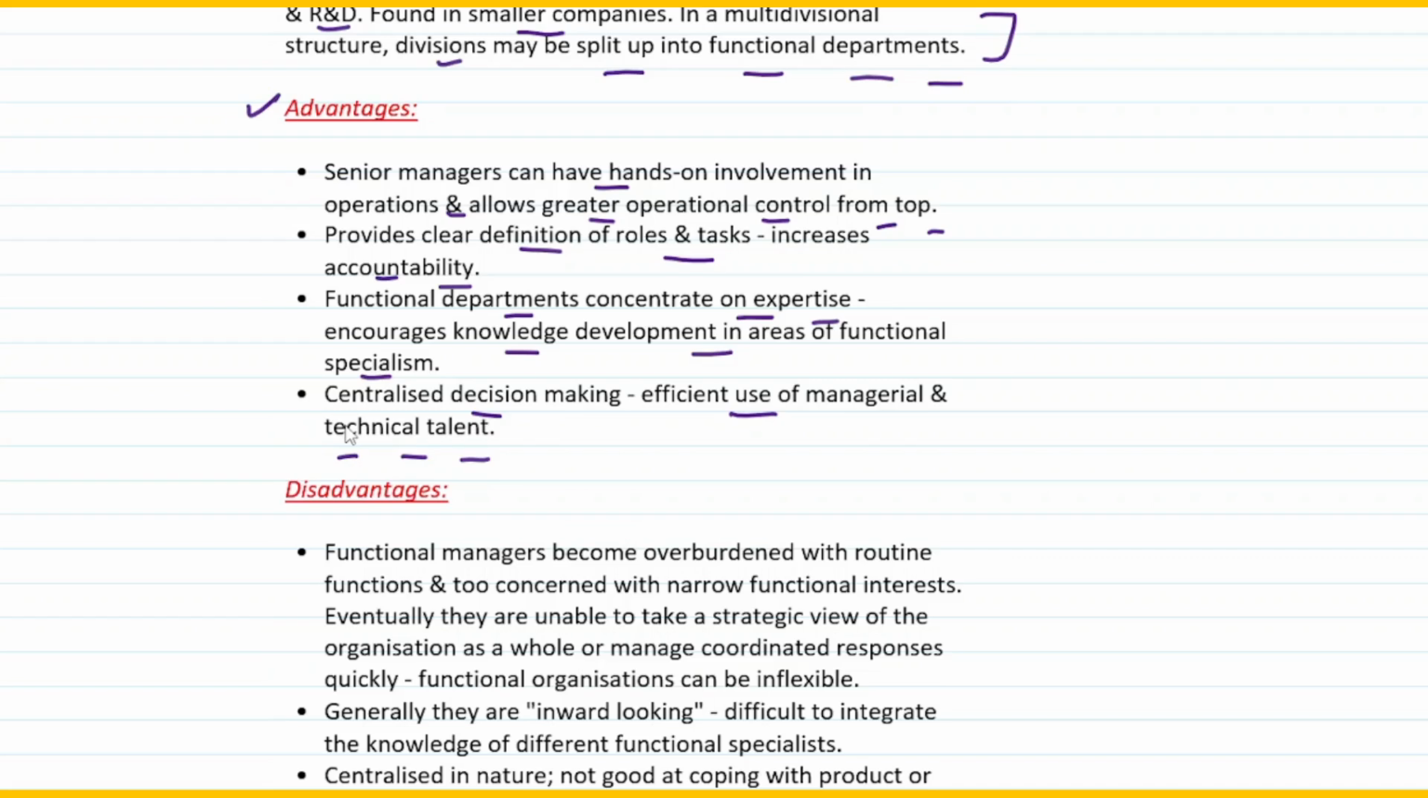First of all, senior managers will have hands-on involvement. That means they will have direct control over the operations, and they will also be involved in day-to-day activities on a regular basis. It also provides clear definition of roles and tasks, and it also increases accountability. Functional departments can concentrate on expertise, because it encourages knowledge development in areas of functional specialism. And finally, it enables centralized decision making, because it ensures efficient use of managerial and technical talent.